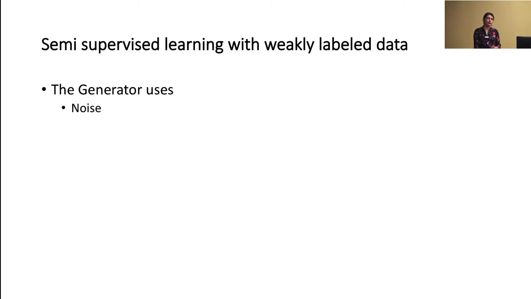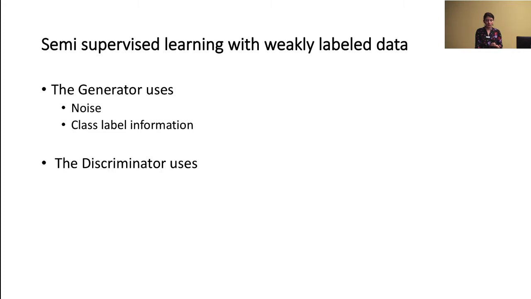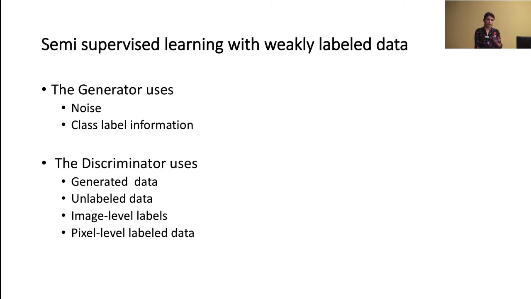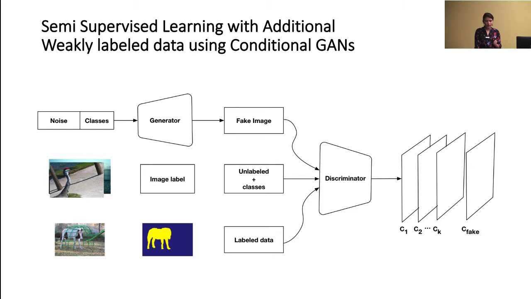Now we extend our model to use weakly labeled data as well. By weakly labeled here I mean image-level labeled data. For the generator we use conditional GANs, so the generator uses noise as well as class label information. The discriminator also uses the generated data, same as the semi-supervised way, and unlabeled data, image-level labels, and again the fully labeled data. So we modify our architecture. For the generator, we add class information, and for the unlabeled loss, we have the image labels.